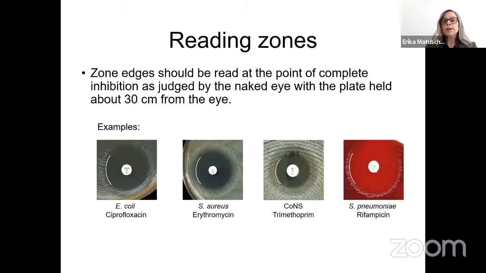The general reading instruction is to read zone diameters at the point of complete inhibition, as judged by the naked eye and with the plate held about 30 centimeters from the eye. You can see some pictures here where we sometimes have a gradual decrease in growth, fuzzy zonages, or double zones, where you should normally read the inner zone unless otherwise stated, and you should normally take all growth into account, but not by looking very, very closely. You should hold the plate about 30 centimeters from the eye.